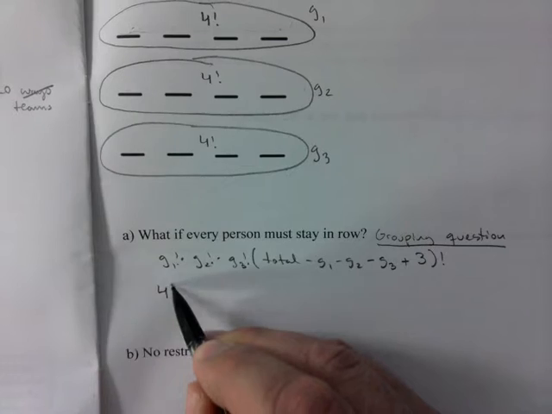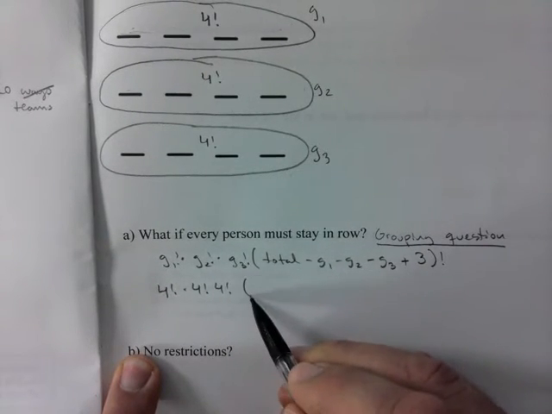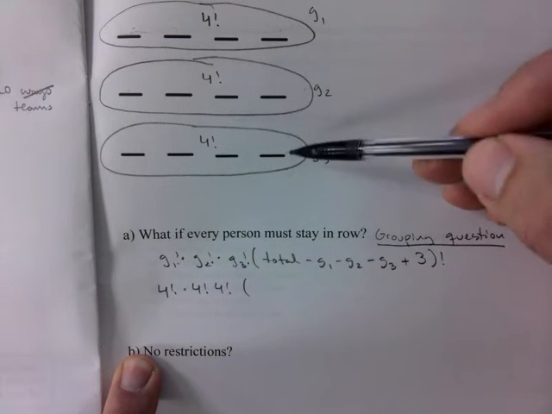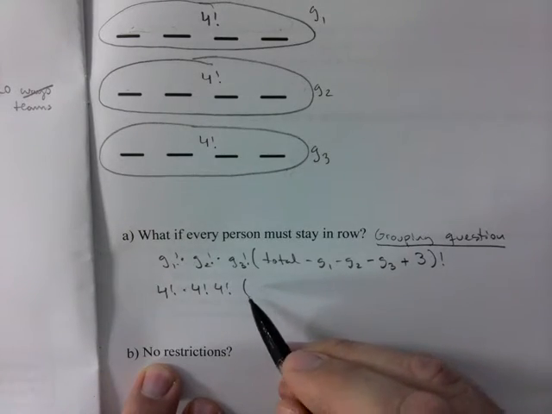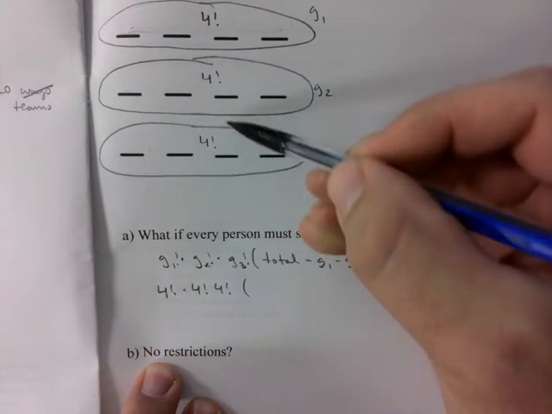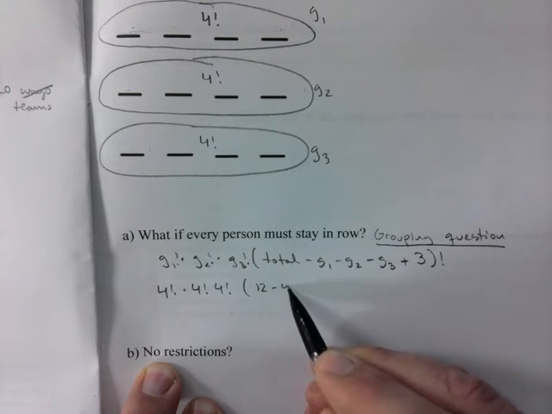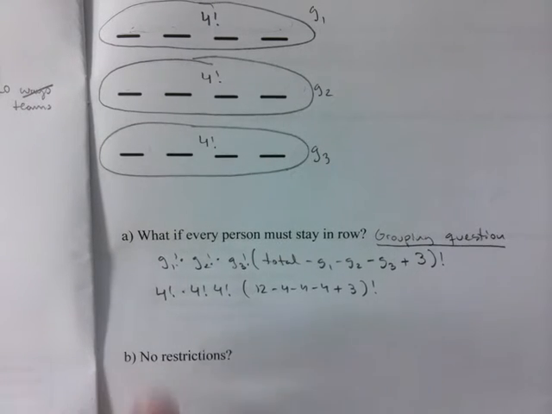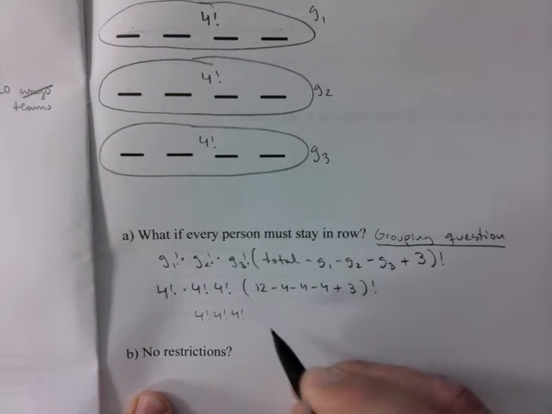So the first group is 4 factorial, the second group is 4 factorial, the third group is 4 factorial, and then you can tell that it's going to be 3 factorial, right? Because these 3 groups can be shuffled. You can move the groups as long as you stay within the row, okay? You have to kind of stay with that row, but you can move the rows themselves, okay? So there's 12 minus 4 minus 4 minus 4 plus you've created 3 groups. You factorial that. So it's 4 factorial, 4 factorial, 4 factorial times 3 factorial.